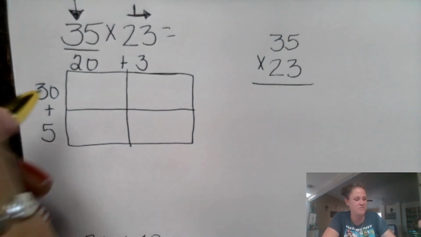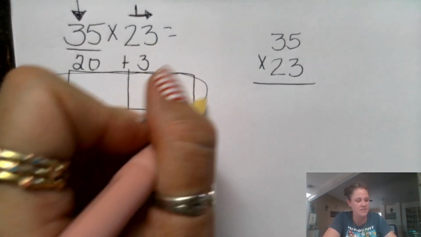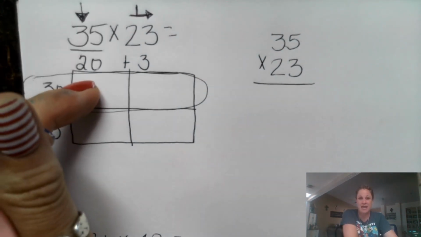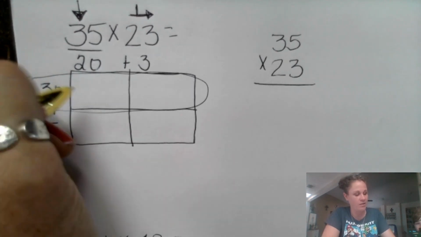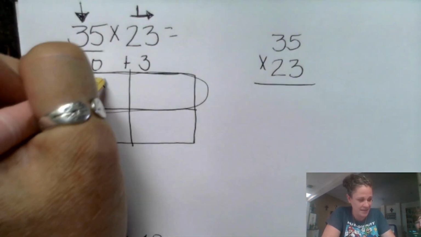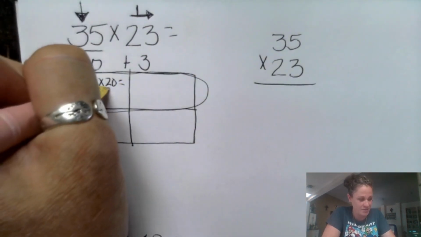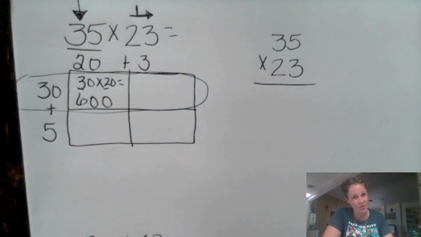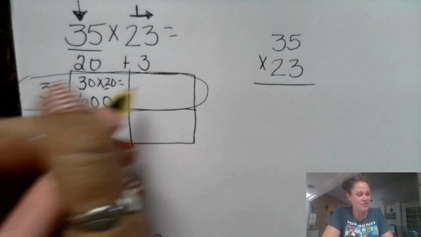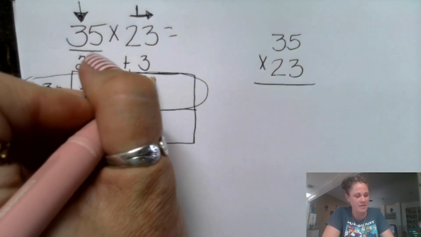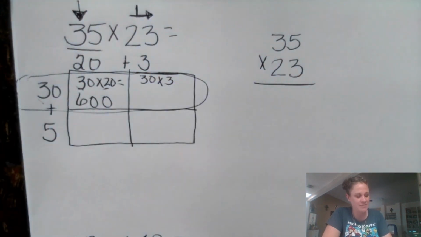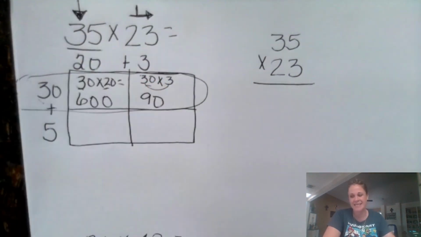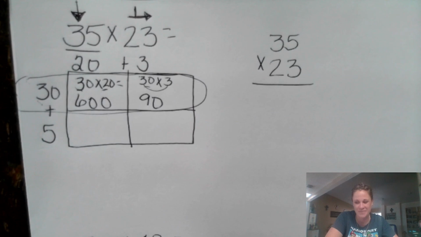Now I'm going to start. Remember, I'm going to multiply everything in this row times 30. So I'll say 30 times 20, because 20 is above that column. Base fact, 3 times 2 is 6, and I'm going to make it 100 times larger. And then I'm going to do 30 times 3. 3 times 3 is 9, and make it 10 times bigger, okay?